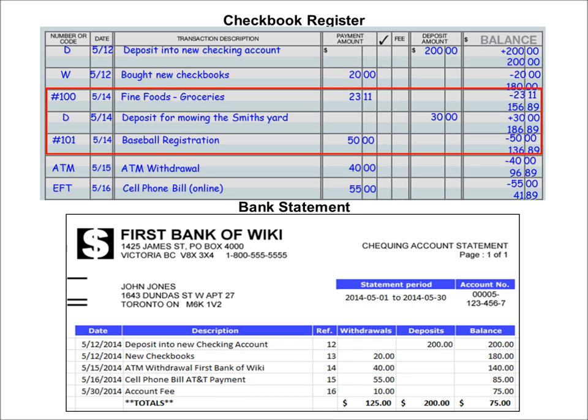The next item is on May 14th, a deposit. This deposit of $30, we know we made the deposit at the bank, but notice that also does not appear in the bank statement below.